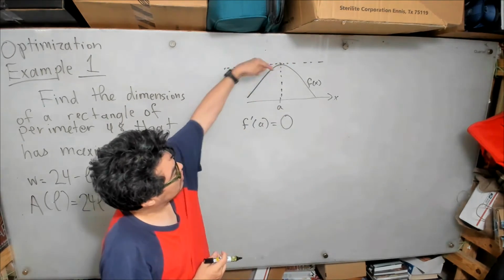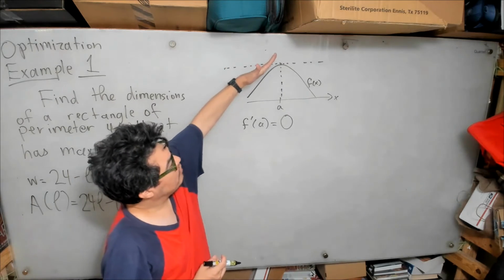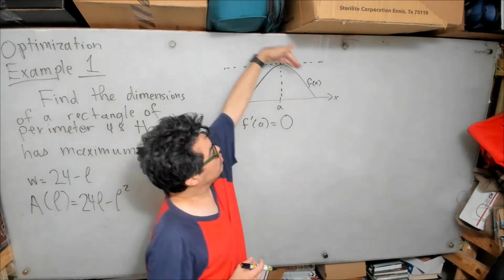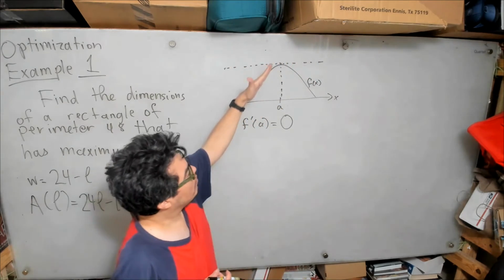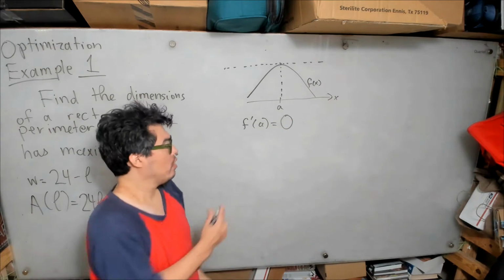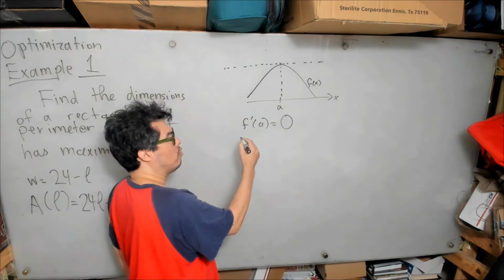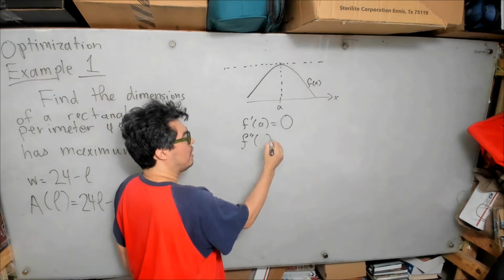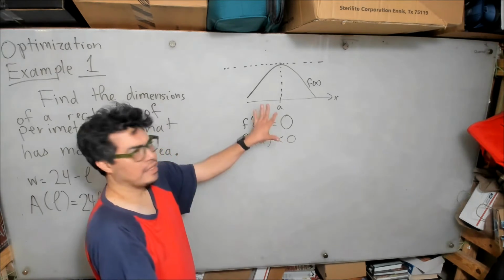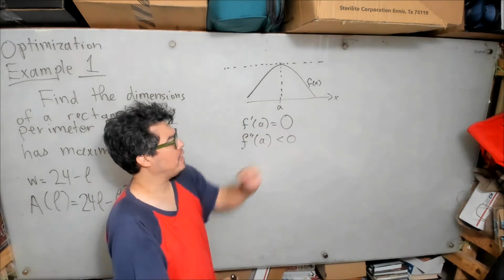To the left of A, the slopes of the tangent lines are positive. And to the right of A, the slopes are negative. So if I'm going from positive to negative, that means I'm decreasing. So the derivative of the derivative, or in other words, the second derivative at A will be negative. Okay? If the function f has a maximum.